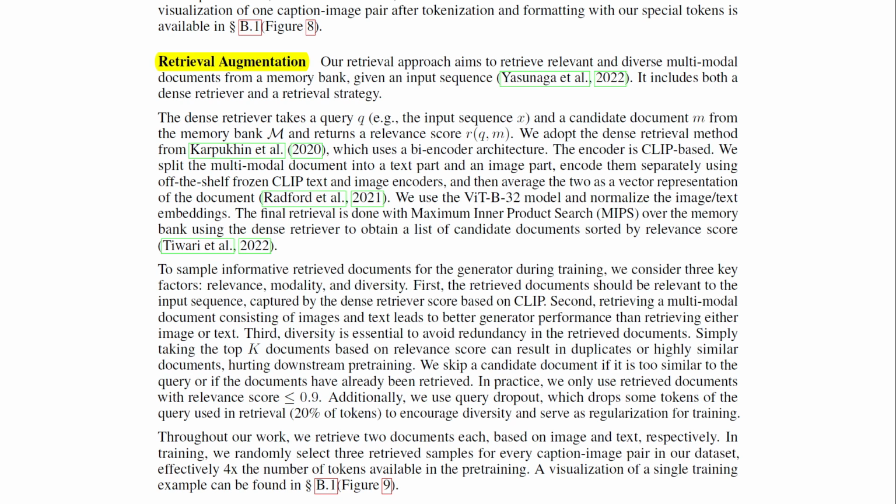But what sets CM3 Leon apart from its predecessors? CM3 Leon incorporates a retrieval approach to gather relevant and diverse multimodal documents from a memory bank. The retrieval process involves a dense retriever and retrieval strategy, utilizing a CLIP-based bi-encoder architecture. The key to sampling informative retrieved documents lies in considering factors such as relevance, modality, and diversity.